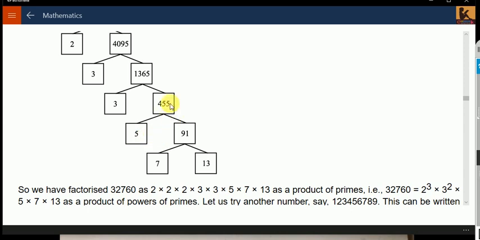Finally, we get 455, which can be divided only by 5 and 7. So we'll divide it by 5 first. We get 91. 91 is divided by 7 and we get 13. 13 again is a prime number which cannot be further divided.